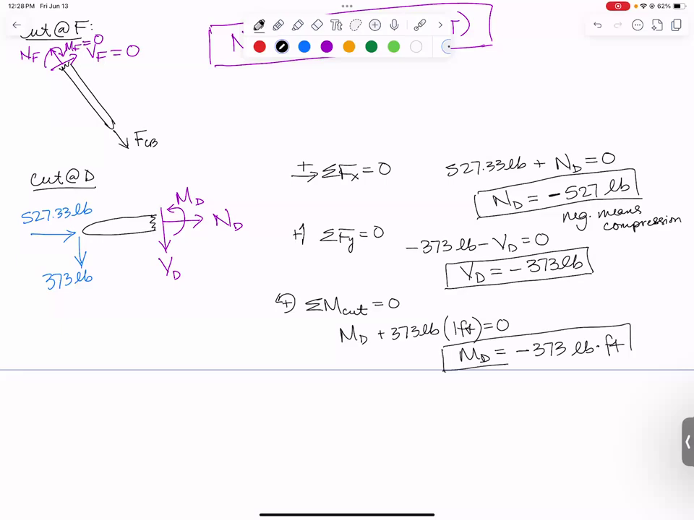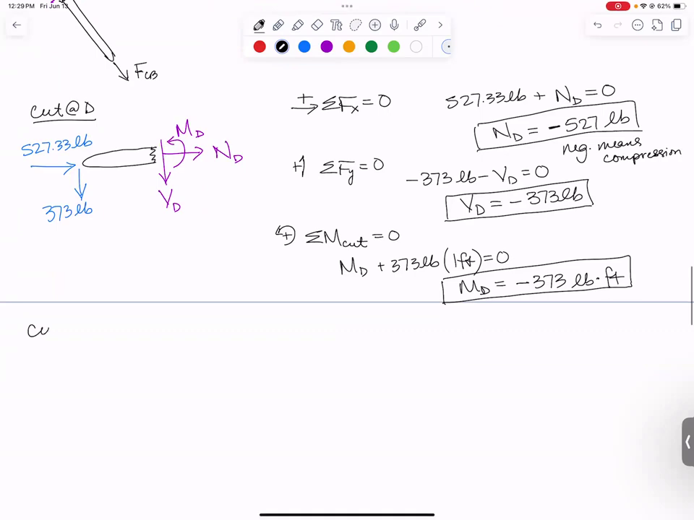And the minus will have implications for which way it is going to bend, up or down. For now, we just need to figure out the number and the sign. We're done with 2 of them. Let's do the third place. We're going to cut at E.